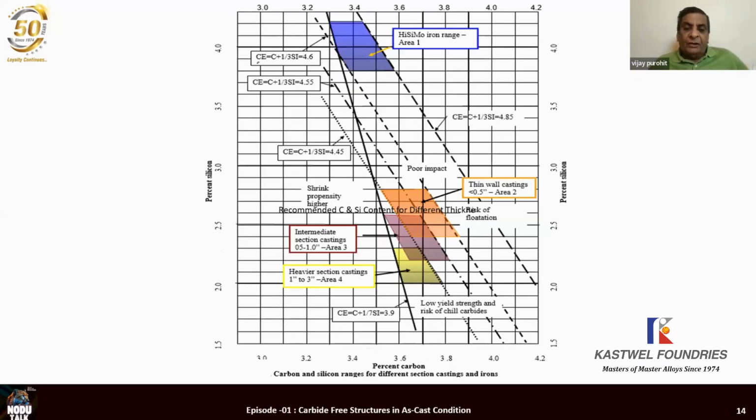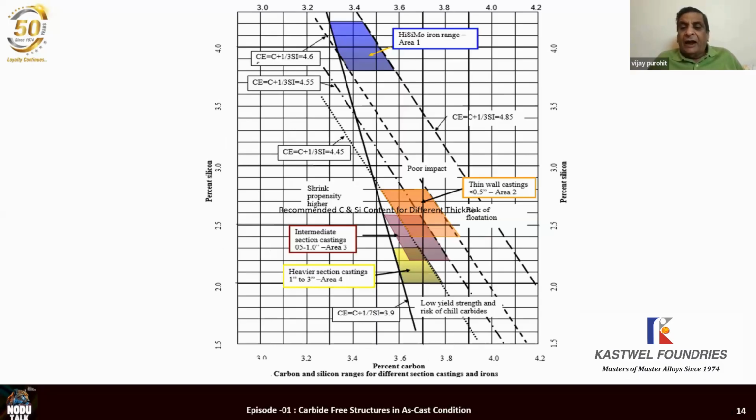Next slide, please. Now, this is a very, very, very important slide. This slide was made by the Ductile Iron Society, an American society for ductile iron, in one of their technical publications called Hot Topics. And this was the role of carbon and silicon in ductile iron. On the x-axis, you have the carbon content. On the y-axis, you have the percent silicon.